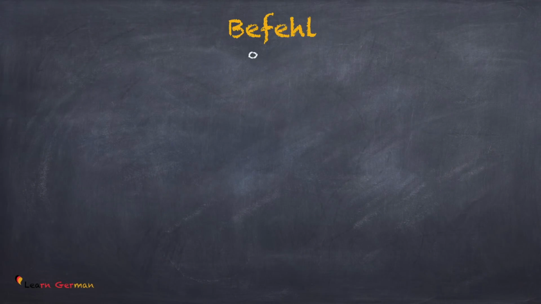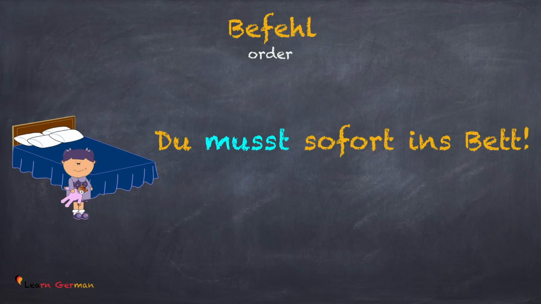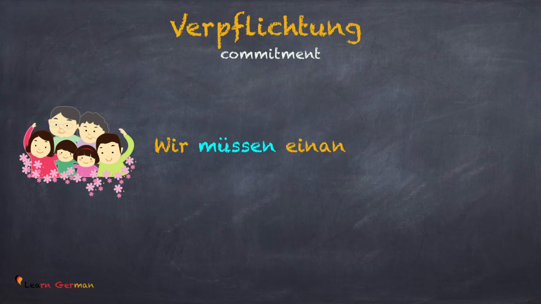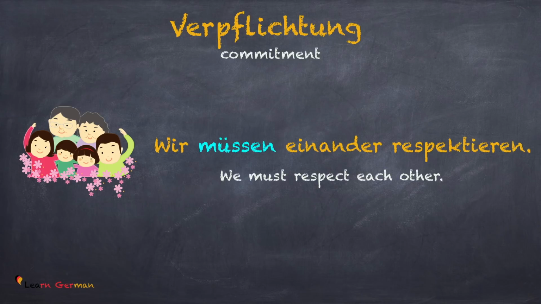Let's look at the next use of müssen. Befehl. Du musst sofort ins Bett. Here also please do remember that such a situation is only when parents are talking to their kids. Let's move to the final use of müssen, when you're talking of a commitment or Verpflichtung, something that you are committed to, for example in society, at work, in family, or in a relationship. For example, wir müssen einander respektieren.